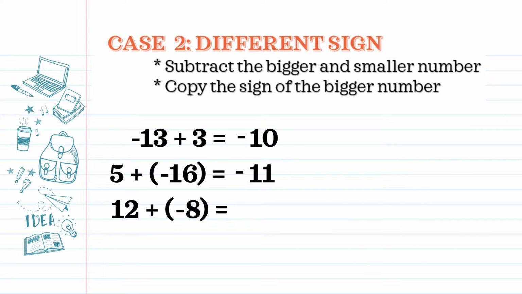Another example is positive 12 added by negative 8. Subtract the smaller number from the bigger number. 12 minus 8, that will be 4. And then copy the sign of the bigger number, which is 12, and that sign is positive. Therefore, our answer will be positive 4. You can try to answer this drill on your notebook.